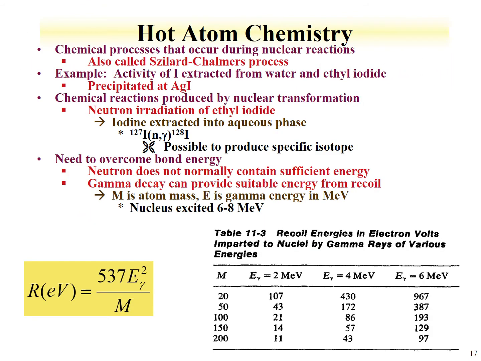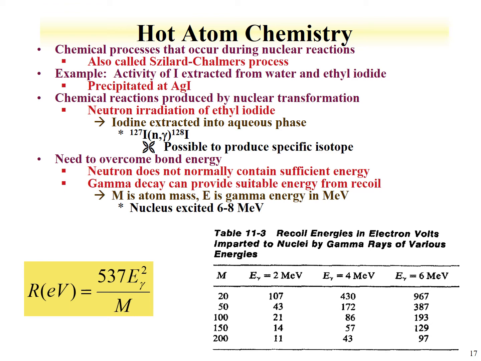The final topic of this lecture is on hot atom chemistry. These are the chemical processes that occur when a nuclear reaction unfolds in an isotope. This nuclear reaction can either occur through radioactive decay or through an impinging particle. This is also called the Szilard-Chalmers process.